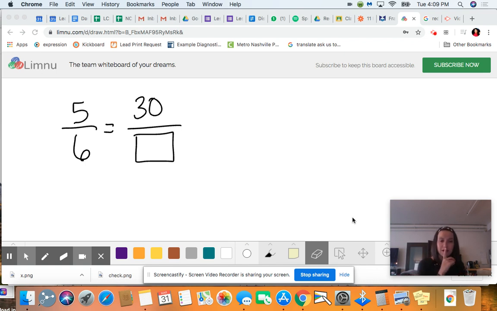So I need to figure out what is the denominator. How will I know? Well, I notice in the numerator I have 5 and 30. And I know that 5 times what is 30? 6. So then what would I have to do next to arrive at my denominator? Multiply by the same number, and my denominator would be 36.